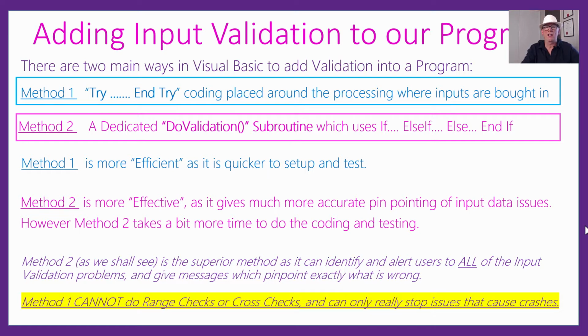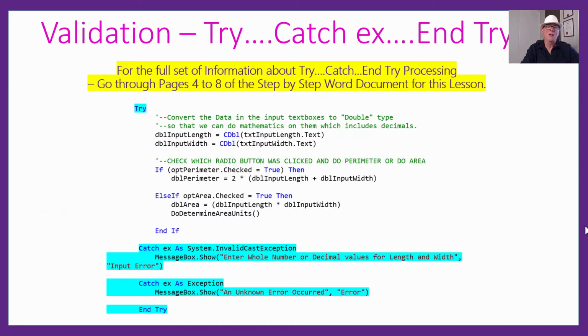A dedicated DoValidation subroutine seems like a lot more work, but after you've done this lesson, we will have given you an easy to follow framework to do it for when you need to do it in all of your programs. All right, so let's just go back and review the try, catch the exception, end try processing.